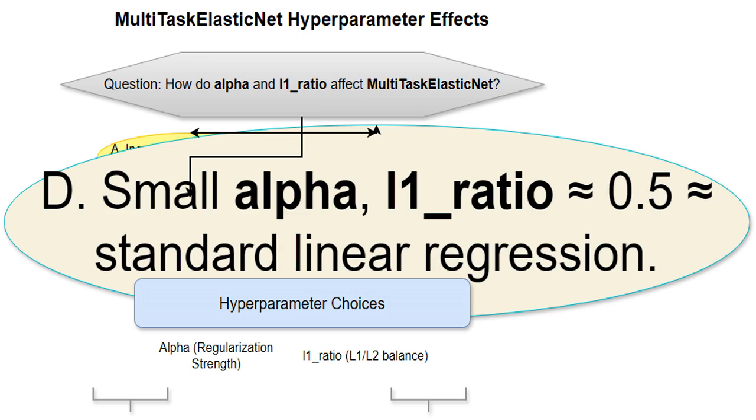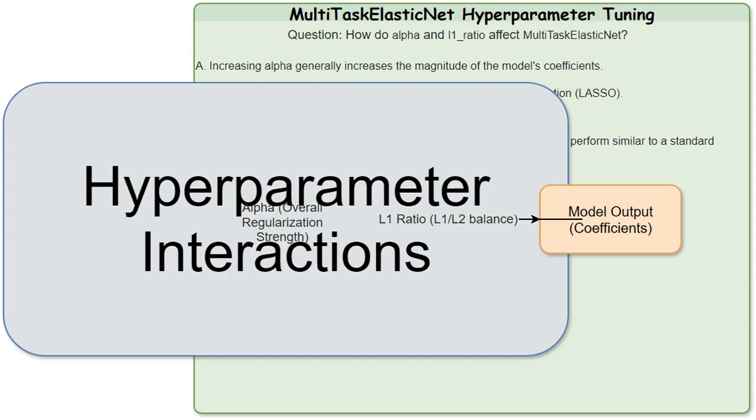The net effect is that the model behaves very similarly to a standard multitask linear regression, with minimal shrinkage of coefficients. It's almost like the regularization is barely there. I see alpha as the overall dial for how much regularization I want. A higher alpha means stronger regularization, pushing the model's coefficients towards 0.